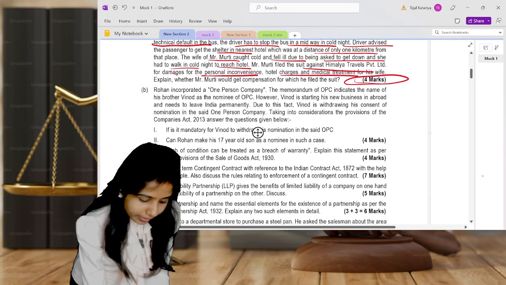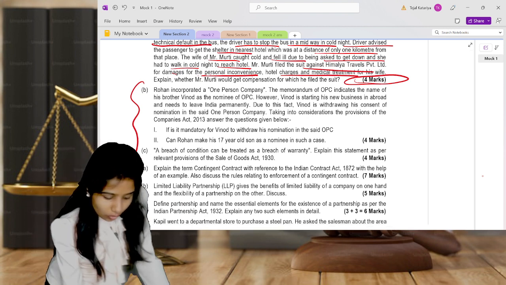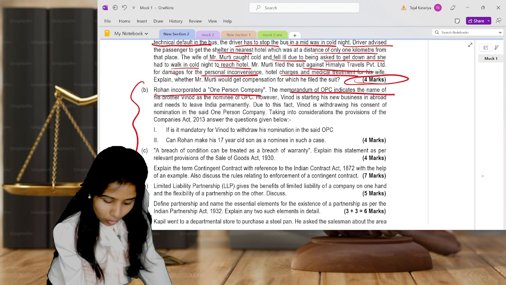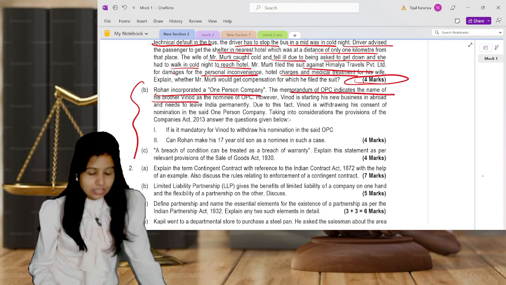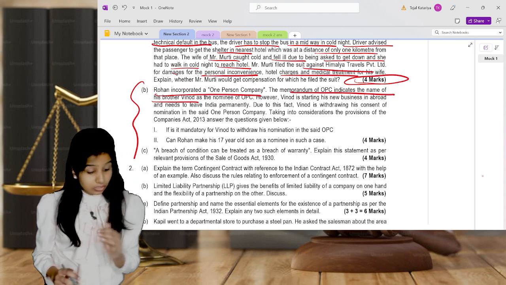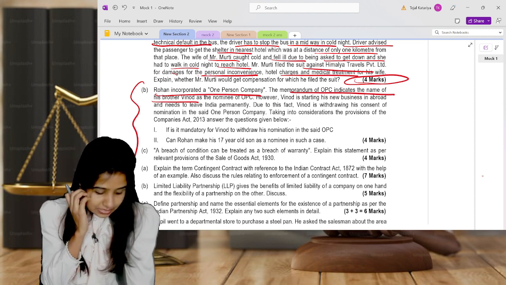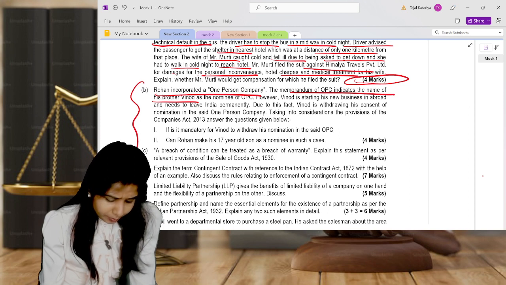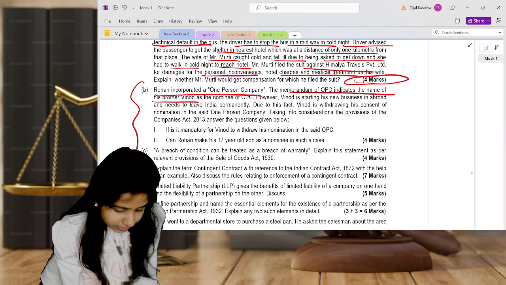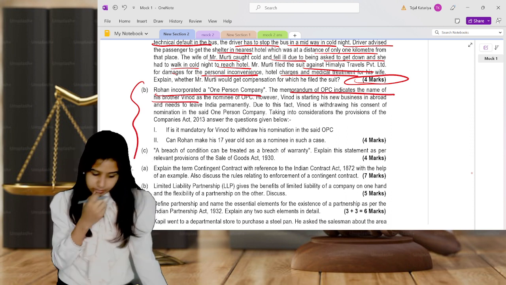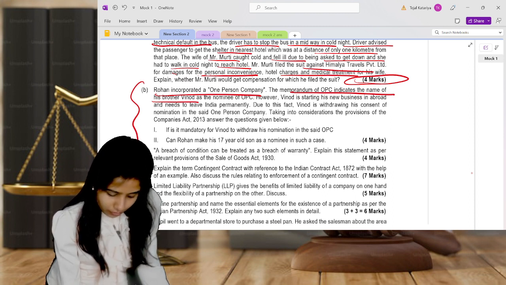The next question, we'll go ahead with the second question. Second question is all about one person company. Rohan incorporated a one person company. The memorandum of the OPC indicated the name of his brother, Mr. Vinod, as a nominee. However, Vinod is starting his new business abroad and needs to leave India permanently. Due to this fact, Vinod is withdrawing his consent of the nomination from the one person company.